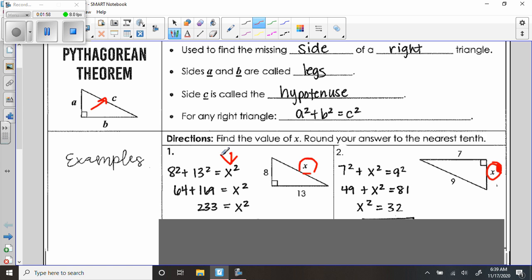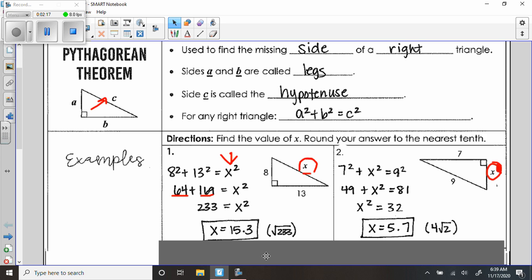Just make sure you take A squared plus B squared. So there's 8 squared plus 13 squared equals x squared. We square 8 and 13, and then we add those together, and then our last step is to take the square root. So it's the square root of 233. We're going to round it to approximately 15.3.